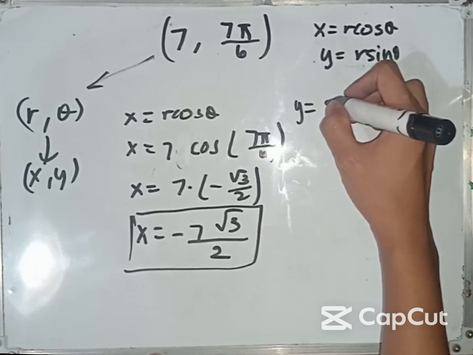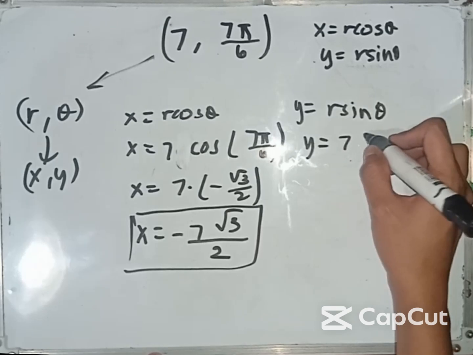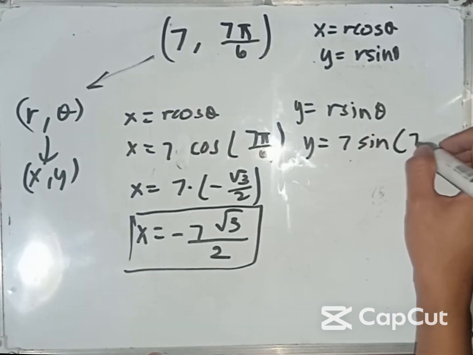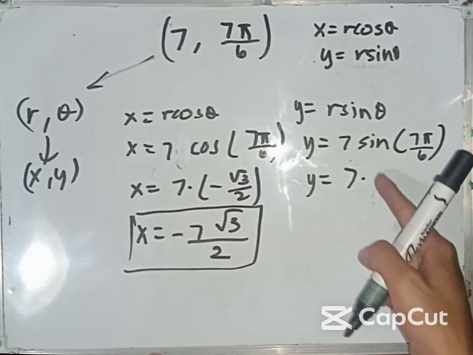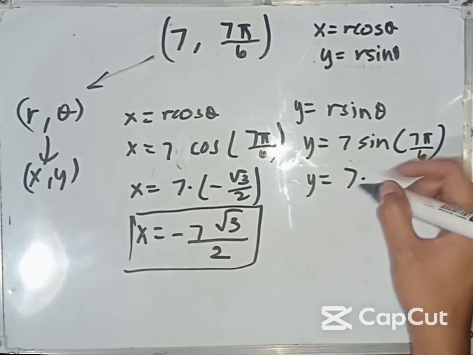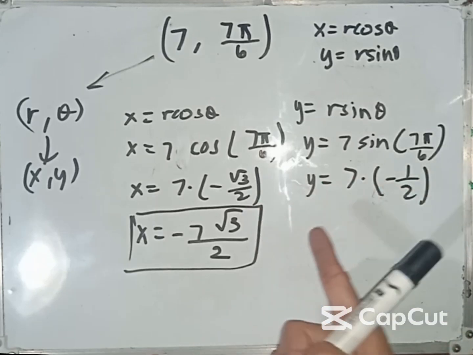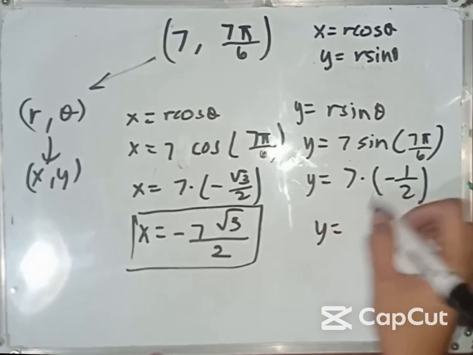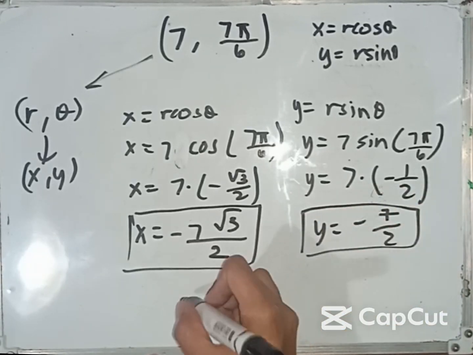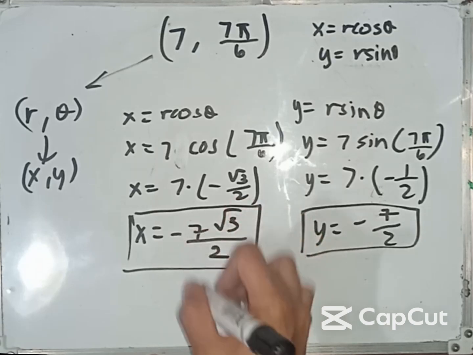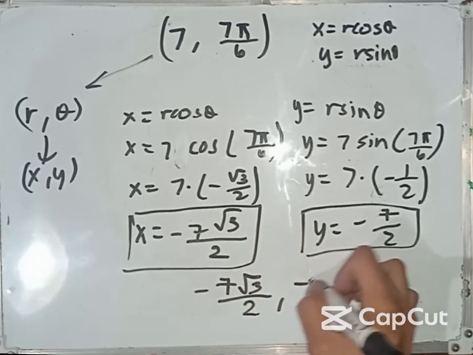For y, let us have r sine theta. So r is 7 and sine of 7 pi over 6. So y is equal to 7 times sine 7 pi over 6, which is how much? Yes, that is negative 1/2. So for y, 7 times negative 1/2 is negative 7 over 2. Therefore, our coordinates are negative 7 square root of 3 over 2, negative 7 over 2.